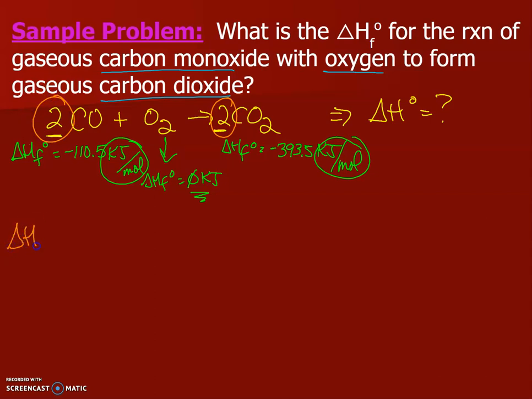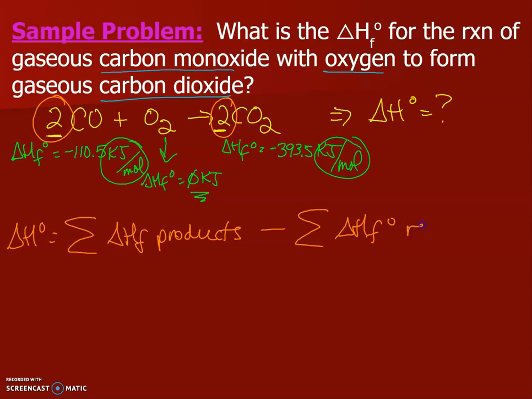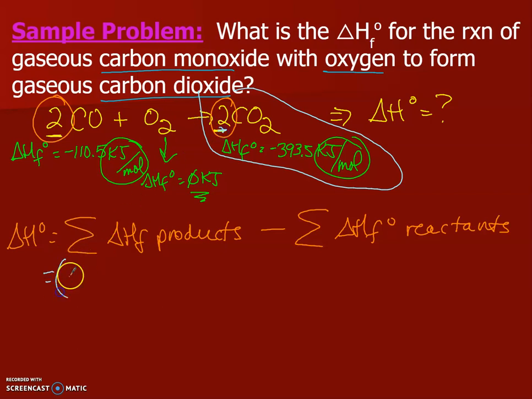So the overall delta H is going to be the summation of the delta H of formation of the products minus the summation of the delta H of formation of the reactants. And this is where you are going to do some very simple algebra to plug it all in. These are your products. So that is going to be, I have 2 moles times negative 393.5 kilojoules per mole. That's going to be our products.